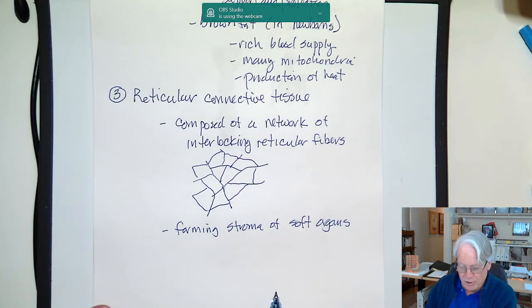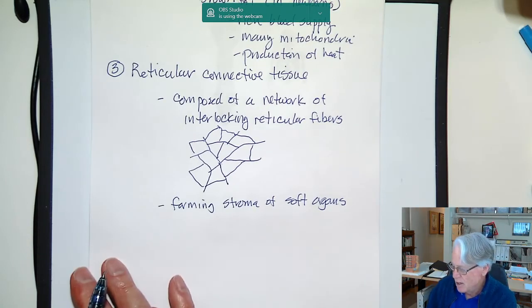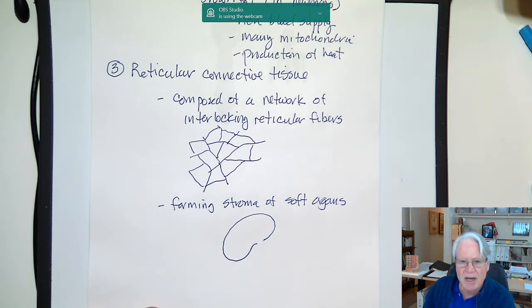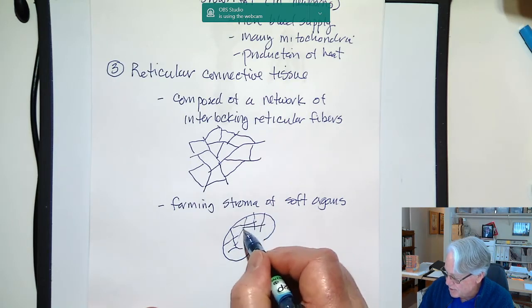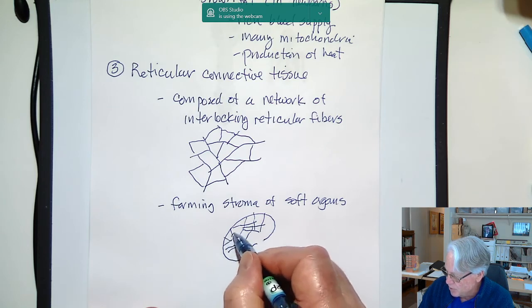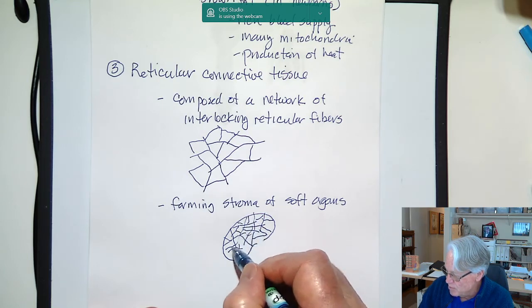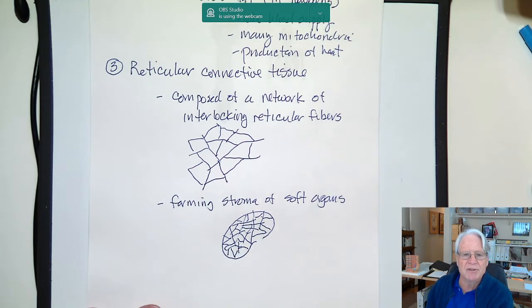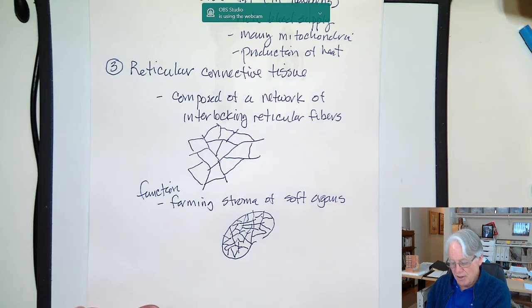If I have an organ and I want to maintain a particular shape, and most of the organ is composed of soft tissue, then I'm going to put this branching network of fibers in that soft tissue. Those fibers will arrange themselves to support that shape, and that shape will be maintained because of the support these reticular fibers offer to the soft tissue. So this would be a function, of course: forming the stroma of soft tissues.